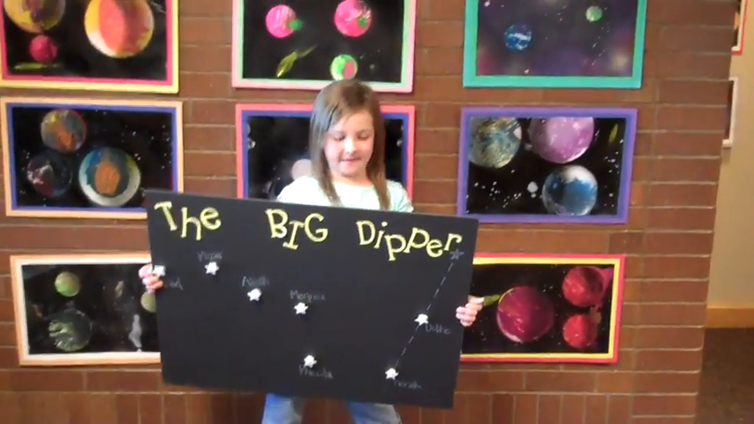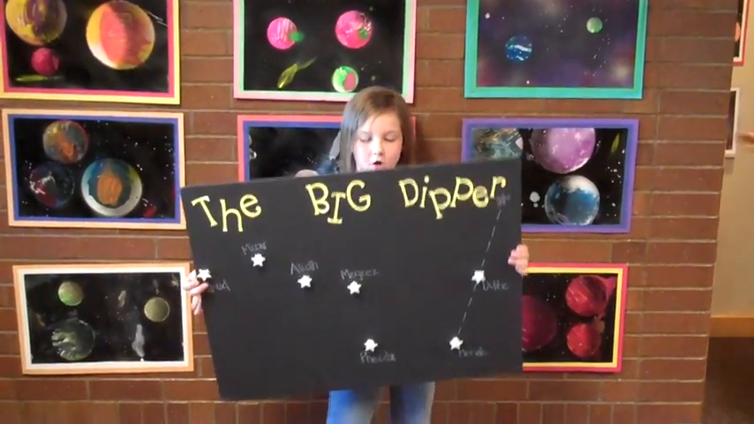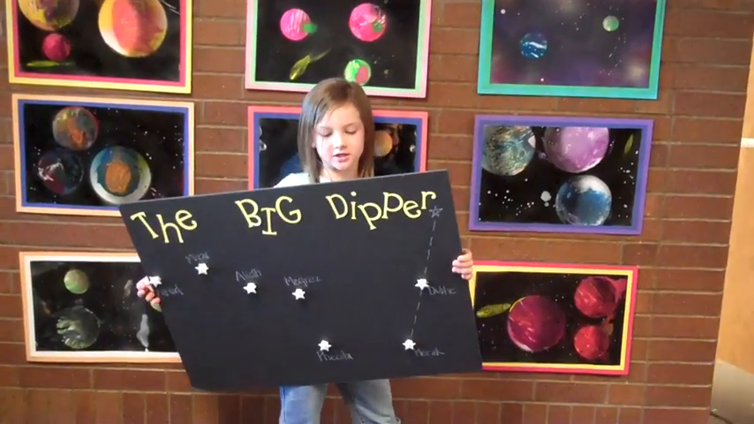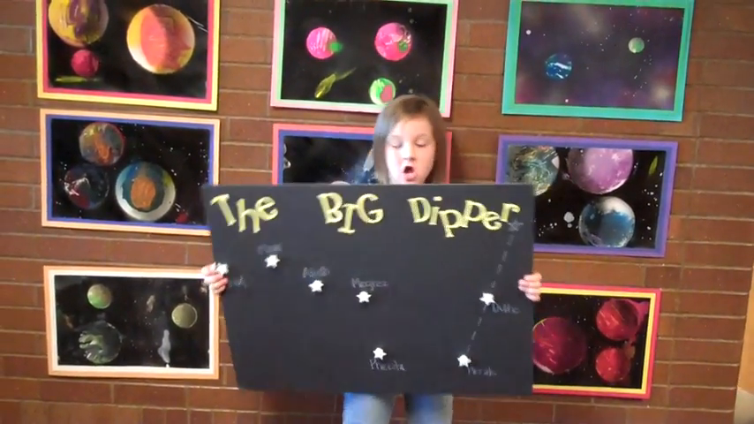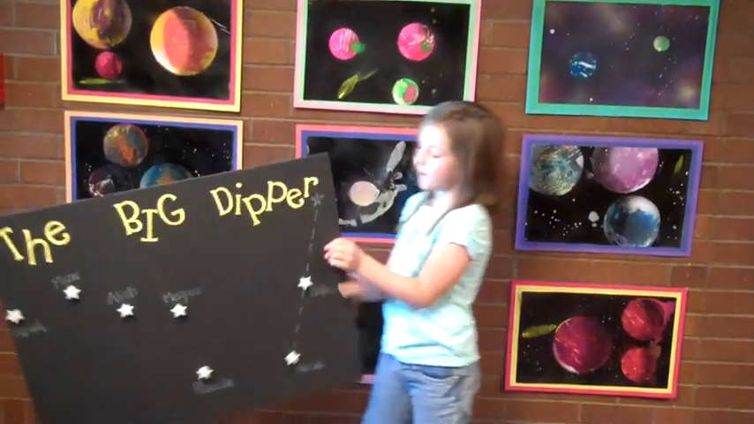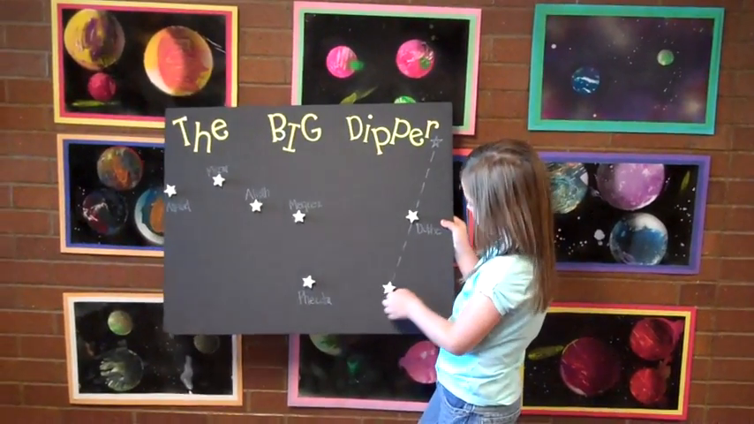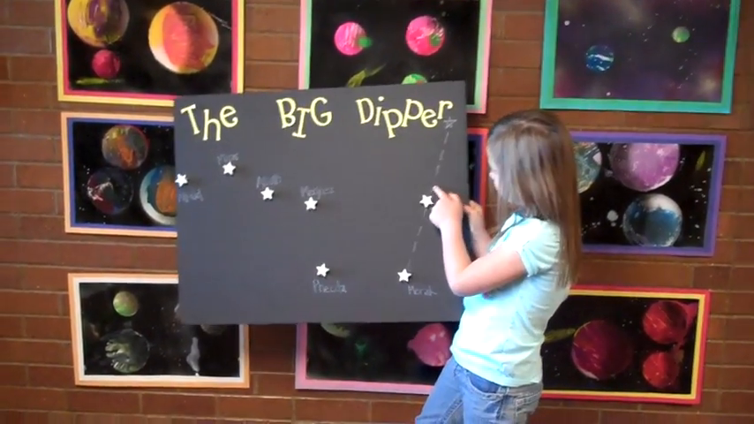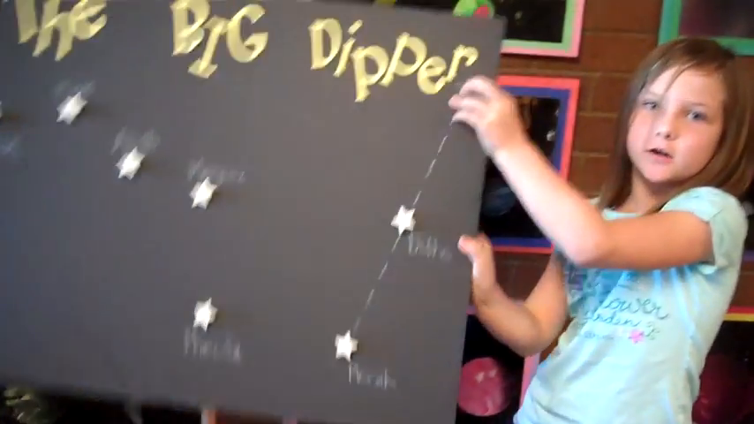Hi, I'm the Big Dipper. I'm also known as the Plow or the Great Bear. I am a constellation. I have 7 stars. I'm part of Ursa Major. You can find the North Star by using Merak through Dubhe and continue the line up to find the North Star.